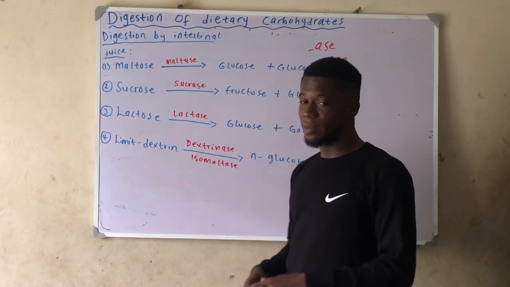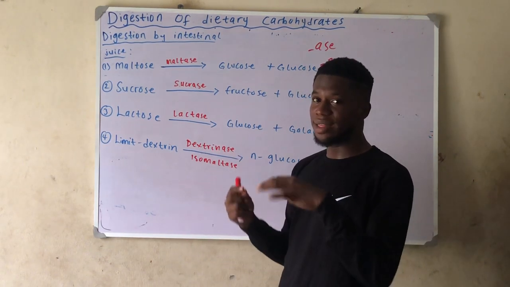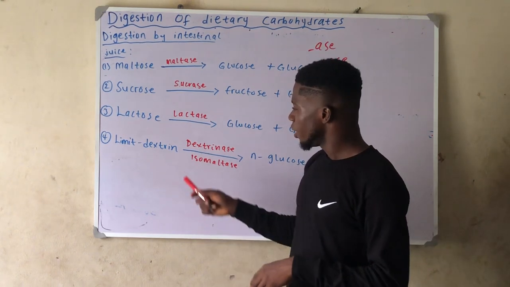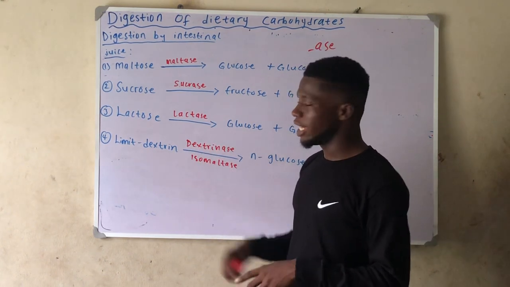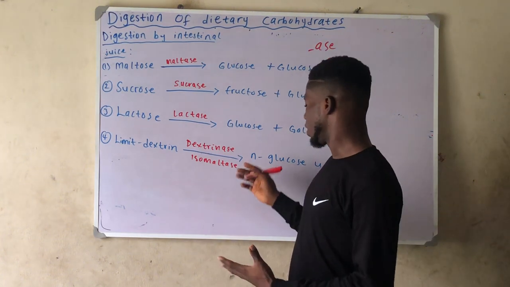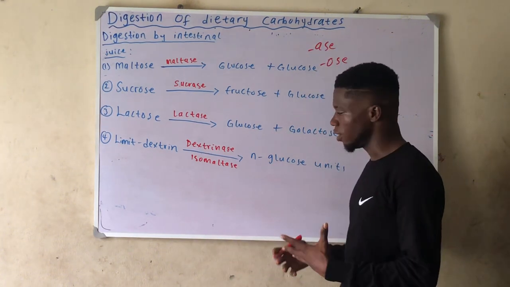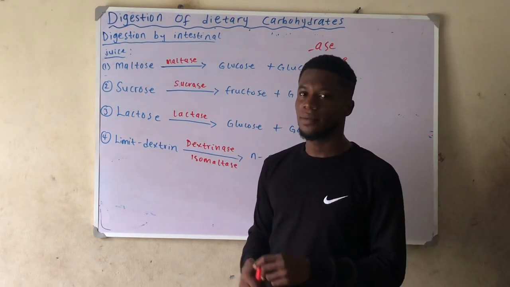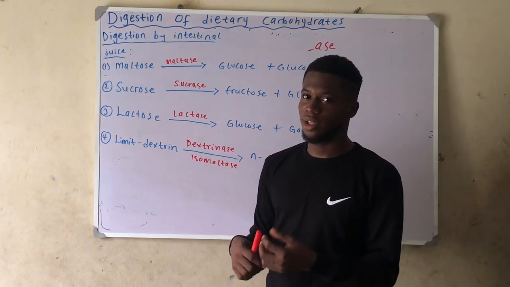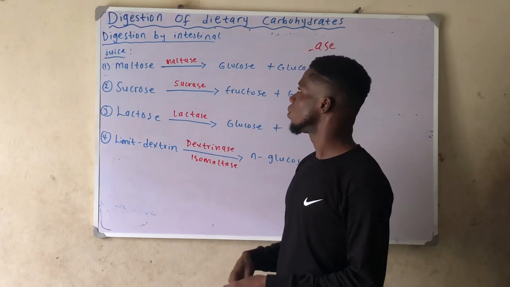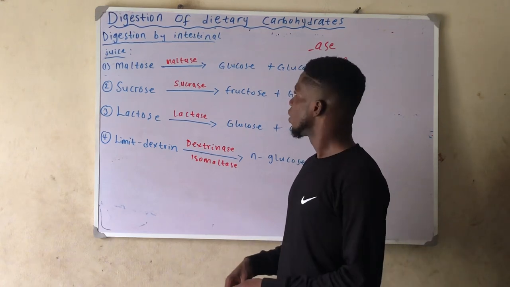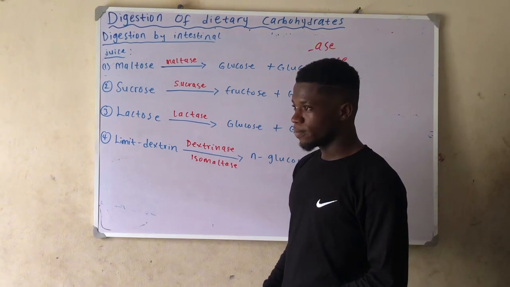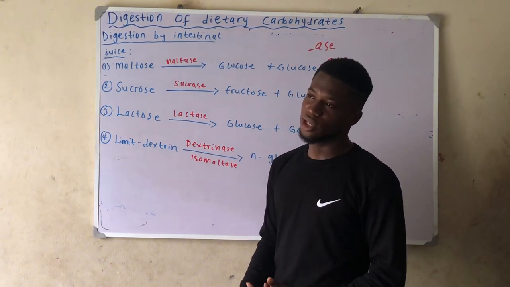And then remember we talked about limit dextrin, the one that has that extra alpha 1,6 bond. It can only be broken by something called a dextrinase into a certain number of glucose units, N glucose units. Dextrinase is also called isomaltase. A possible exam question if you are in my school or the school I went to. So that's pretty much it for carbohydrate digestion.